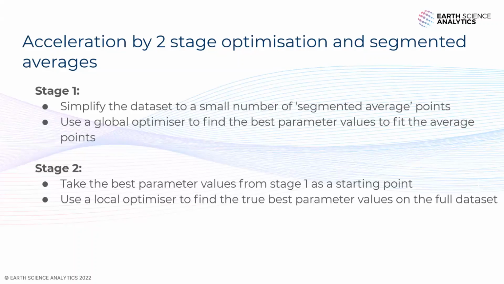And then in stage two, we take the outputs from stage one, which are our rough best fit location for the model, and we use a full data set. So we use all the thousands of points that we originally had, but we use a local optimizer. And local optimizers tend to be faster than global optimizers. We use that on the full data set. So we do the last little bit of optimization using a local optimizer, and that gets us to the true best fit location without it taking so long.